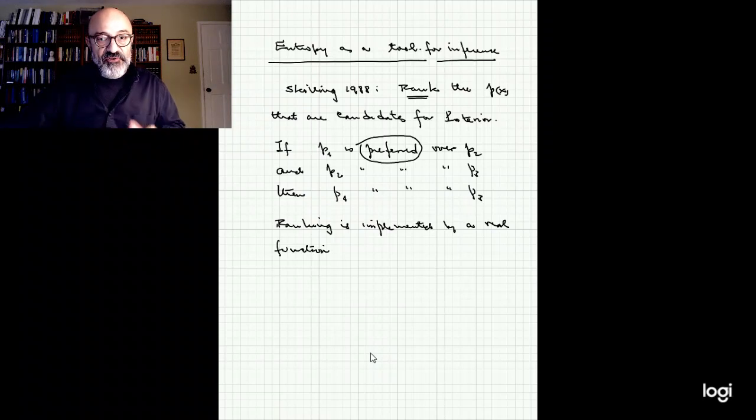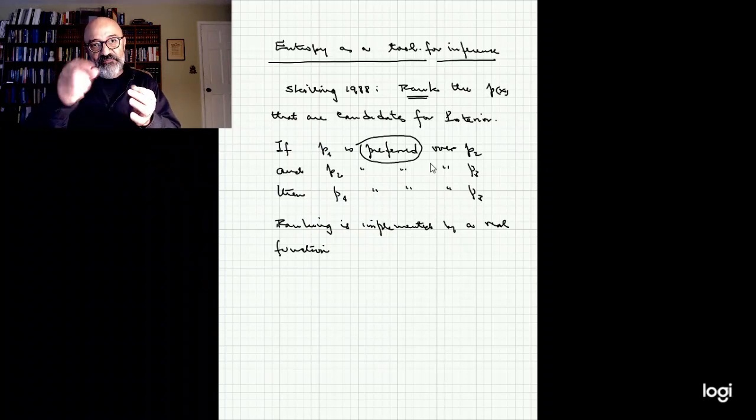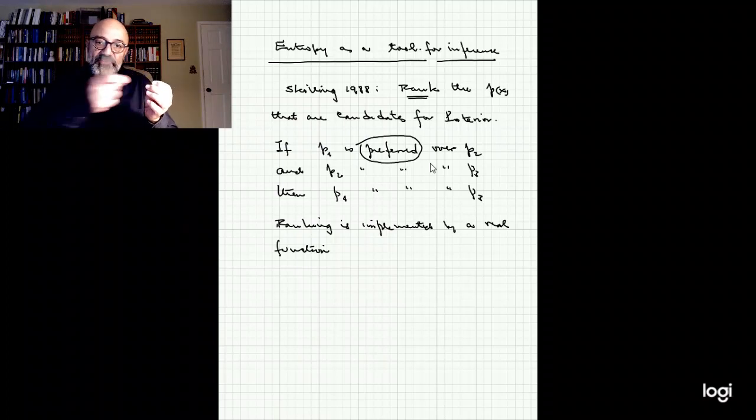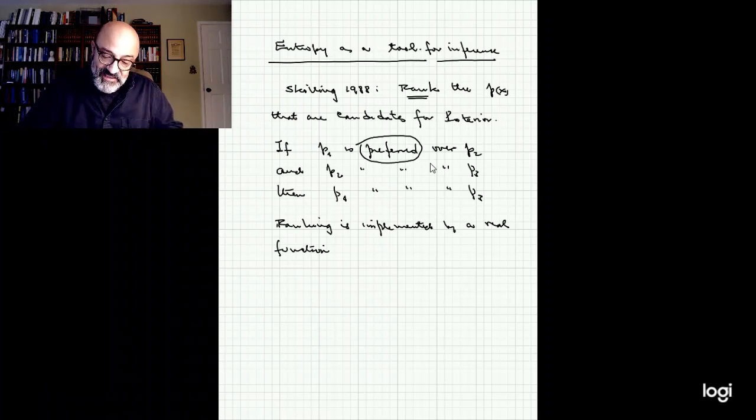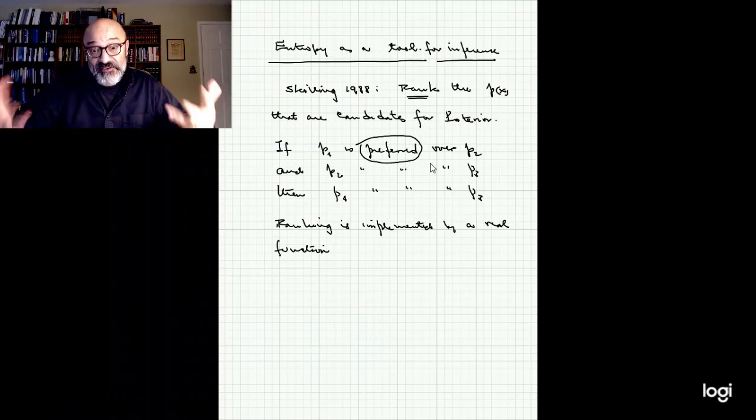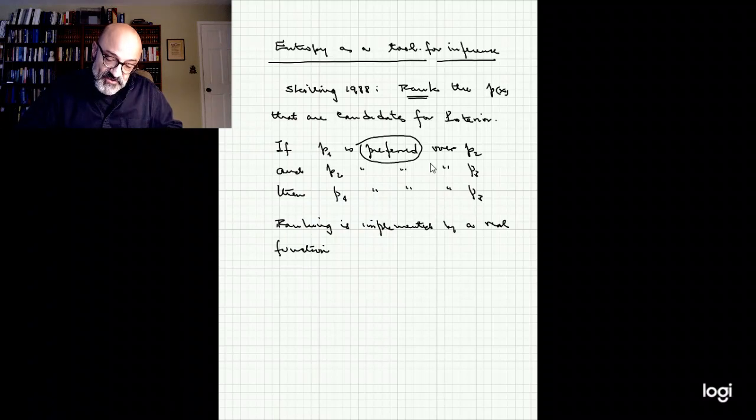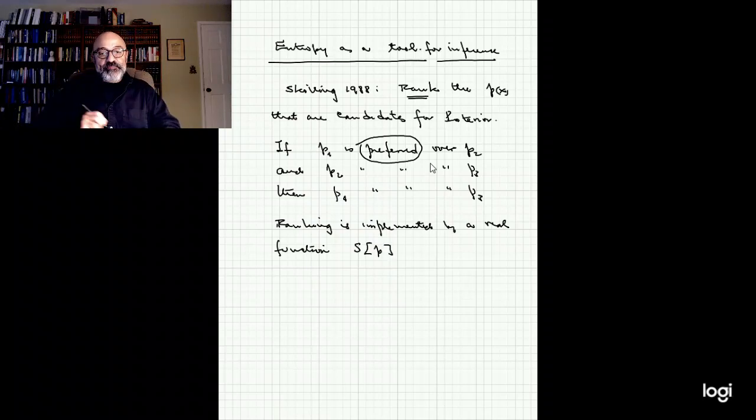So if you want to rank probability distributions and you want to have this transitive ranking, P1 better than P2, P2 better than P3, then P1 better than P3, then it amounts to putting them on a straight line, okay? And that straight line is what's given by real numbers. So you assign to each probability distribution a real number, which we're going to call the entropy.